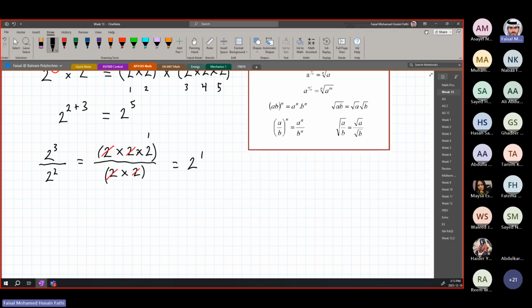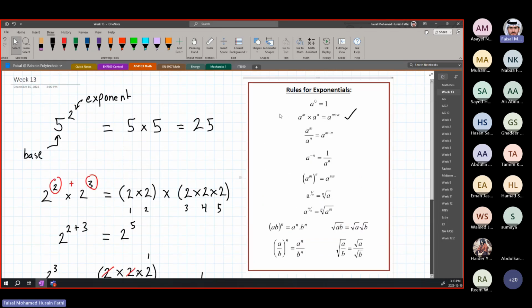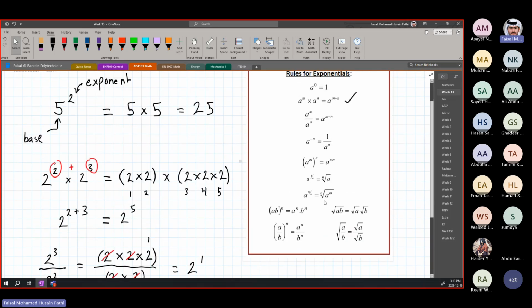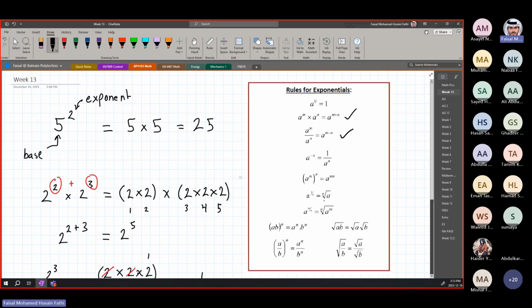So what does this mean? We can say that 2 to the power of 3 divided by 2 to the power of 2 is simply the numerator value minus the denominator value. So you will be subtracting. In other words, you can write it as 2 to the power of 3 minus 2, and 3 minus 2 is simply 1, so you get 2 to the power of 1, which is 2. I don't believe they will give you these rules in the exam. That's why you must either understand or memorize all of the rules over here. So we are done with subtraction.